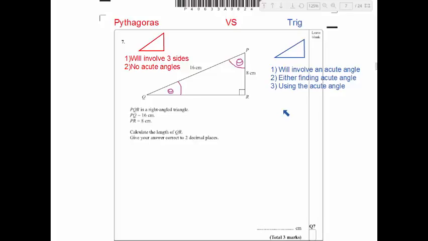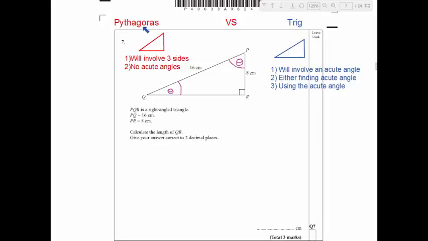So the next question I picked is actually a Pythagoras question, but it does bring up a big problem that I see often with students, which is not being able to distinguish between Pythagoras and trigonometry. Okay, so I put up the information here at the top. A Pythagoras question will involve a right-angle triangle, as will a trigonometry question. So that's where the problem lies. They both look very similar.